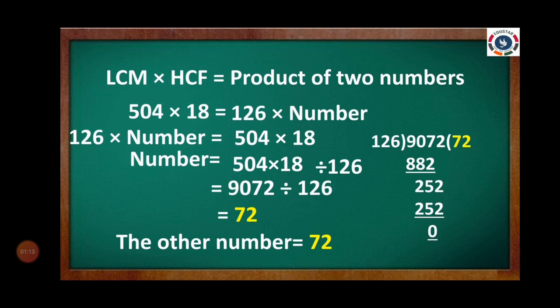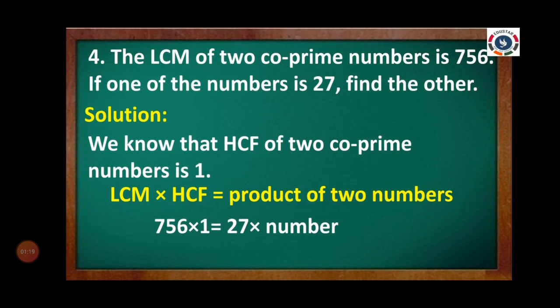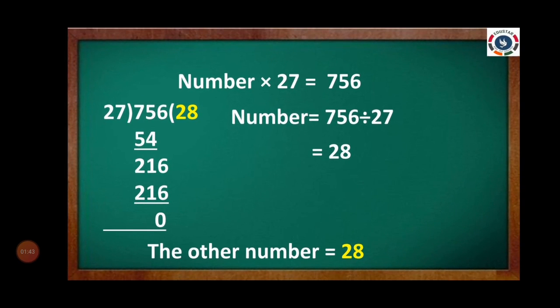So you have to take a snap and copy it in your math classwork note. And the fourth one: the LCM of two co-prime numbers is 756. If one of the numbers is 27, find the other. Solution: we know that the HCF of two co-prime numbers is 1. The LCM into HCF equals the product of two numbers. 756 into 1 is equal to 27 into the number. So 27 into the number is equal to 756. So you have to divide the values. Then finally we get 28. The other number is equal to 28.